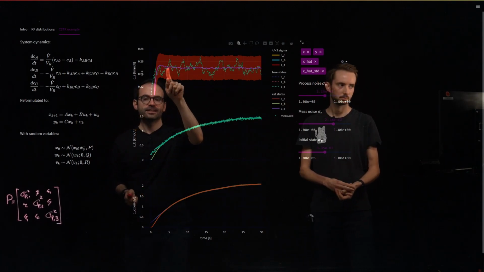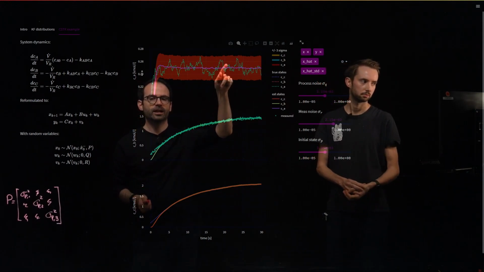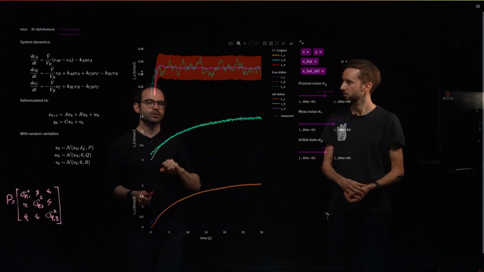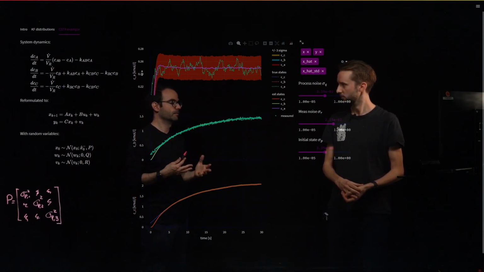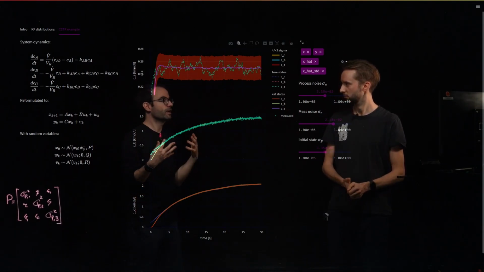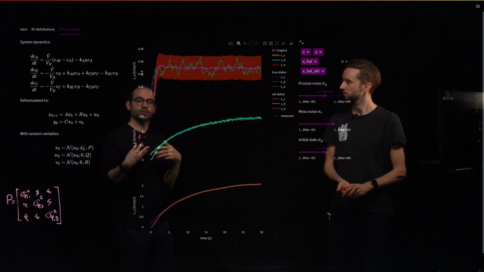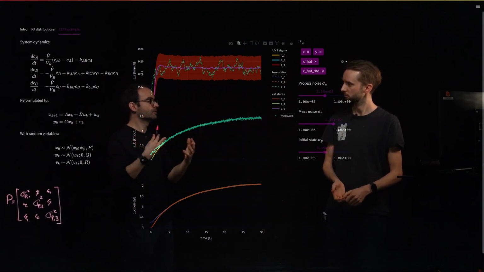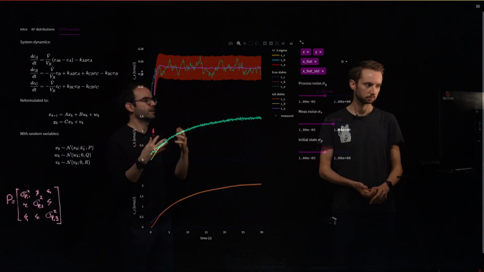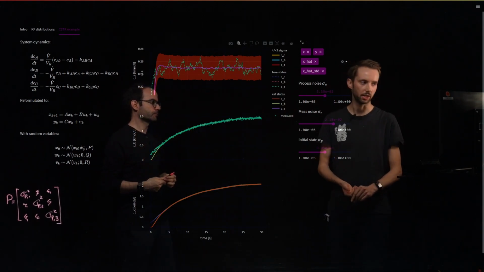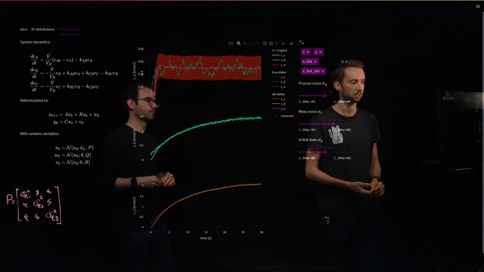And you see that this is actually real, yeah? The real evolution of the system is between those intervals, okay? And this is really, really helpful because you don't only have an estimate, but you also know where your real state might be. Right, yeah, that's of course a very useful information.